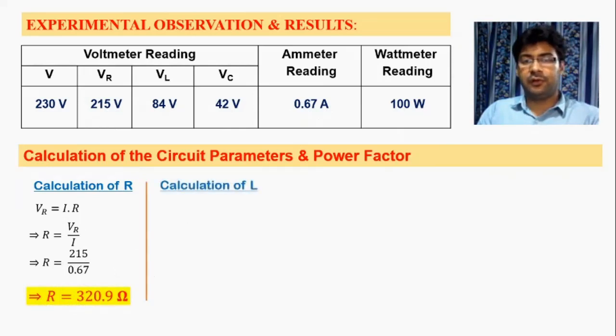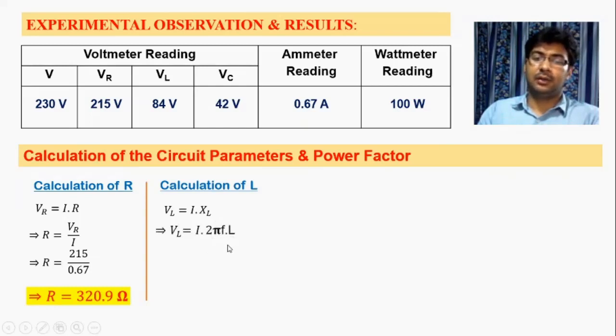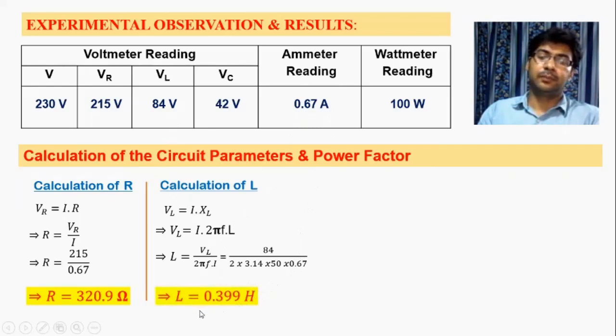Now to find out the value of the inductance, we have to use the formula, that is VL is equal to I into XL. The value of XL is 2 pi FL. So using this, we can find out the value of the inductance, that is L equals VL by 2 pi F into I. The value of VL is 84 volt, F is 50 Hz and I is 0.67 ampere. So after calculation, we will get L is equal to 0.399 Henry.